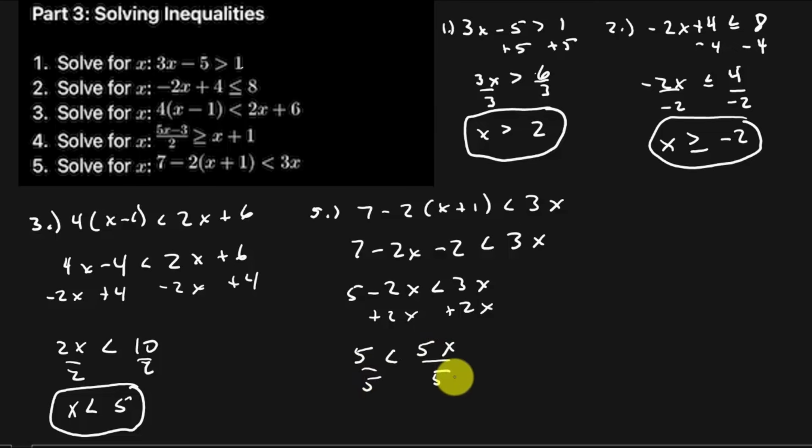Divide by 5, and I get x. Well, let's write it like this. We get 1 is less than x. And I like to write it with the x first, so I'll just write the x first. But remember, the part that's open is pointing to the x, so you have to make sure you get your symbol right. But there's your answer.